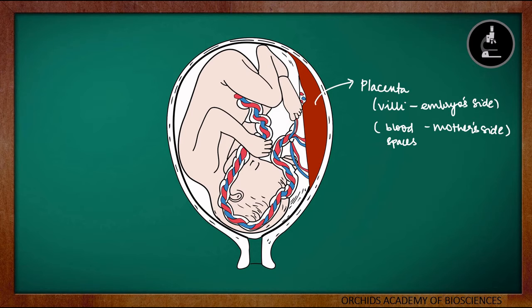absorption of materials. Now what substances will be absorbed, or what substances will be transported between the fetus and the mother? From the mother to the fetus through the placenta, glucose and oxygen will be passing, whereas there will be various waste material which will be generated by the embryo. So the waste material from the embryo to the mother will be transported.